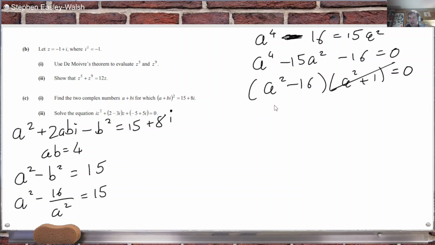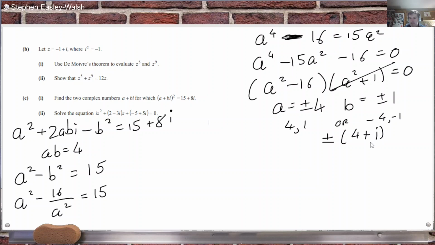This can never be 0, so it means a equals plus or minus 4, and then b is 4 over a, so it'd be plus or minus 1. b is 4 over 4, which is 1, or 4 over minus 4, which is minus 1. So it's going to be 4, 1 or minus 4, minus 1 as the two possibilities here. In other words, plus or minus 4 plus i. That's the root of this complex number here. The two roots are plus or minus 4 plus i.